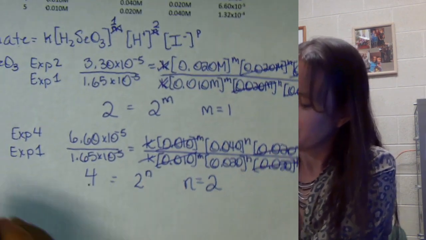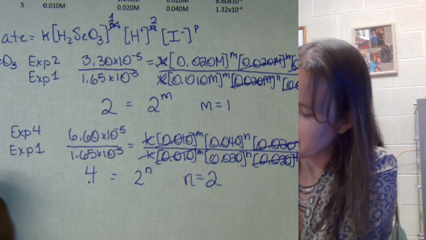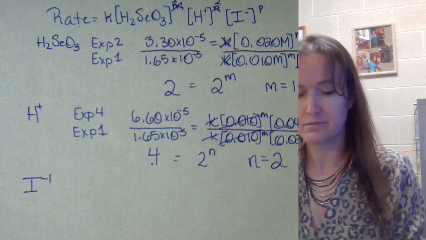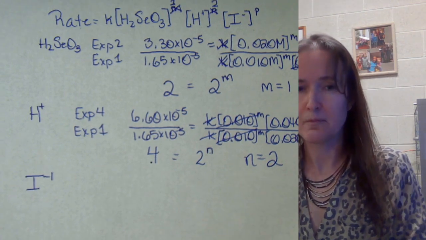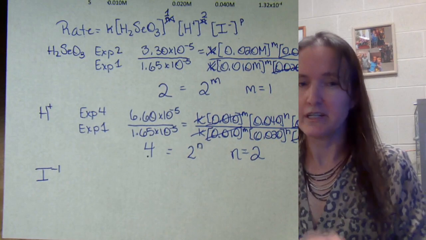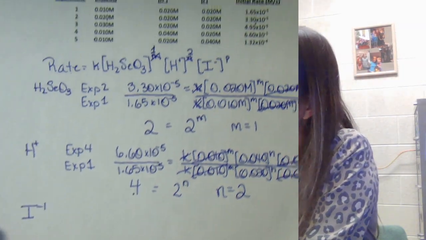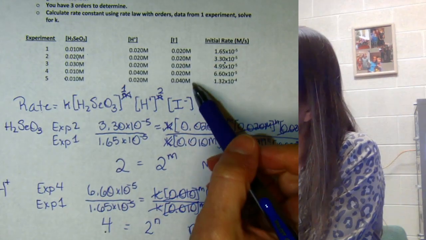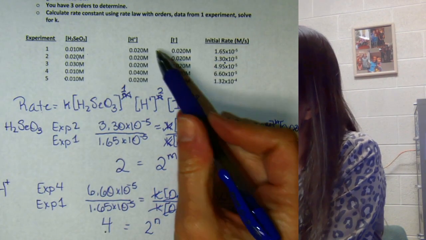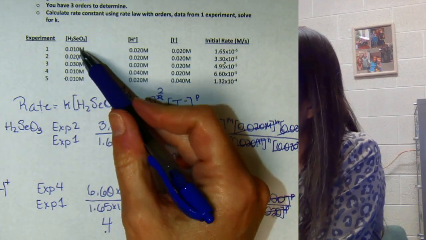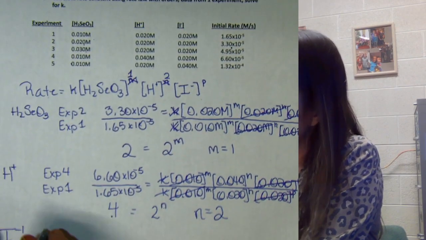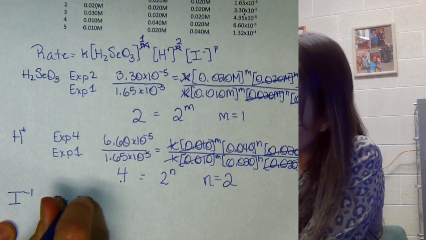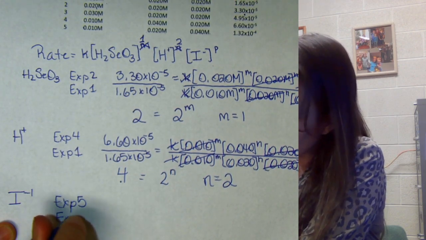In our last one, we also have to figure out the order of the iodide. So we need to choose 2 experiments where iodide changes and the others stay the same. That will be experiment 1 and 5. Iodide doubles, hydrogen stays the same, and the acid stays the same. The bigger numbers are in experiment 5, so all the bigger values go on top, smaller values go on the bottom.